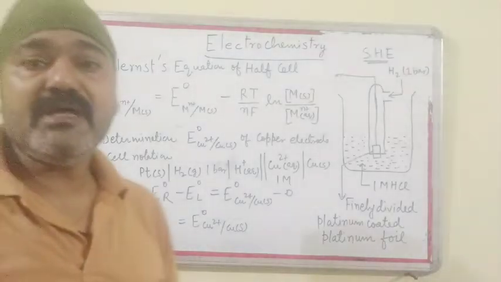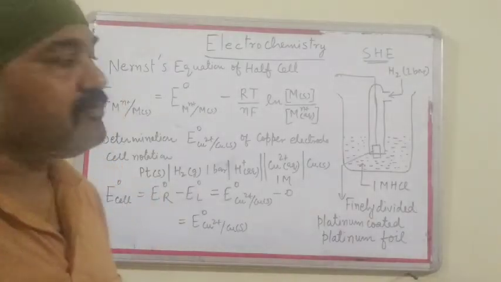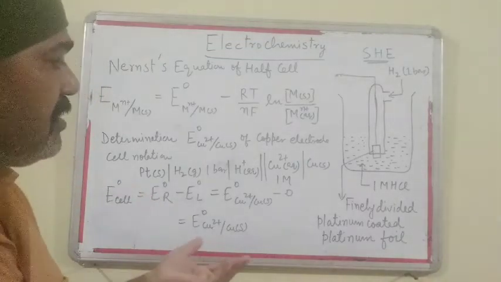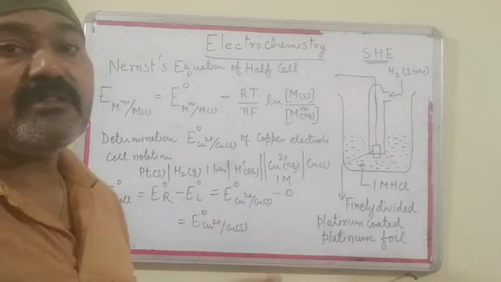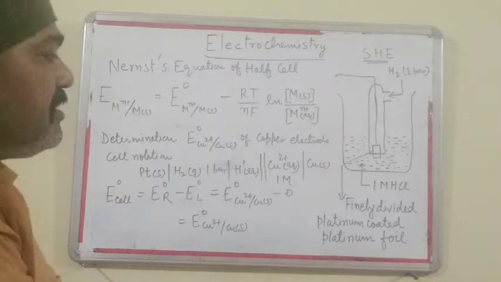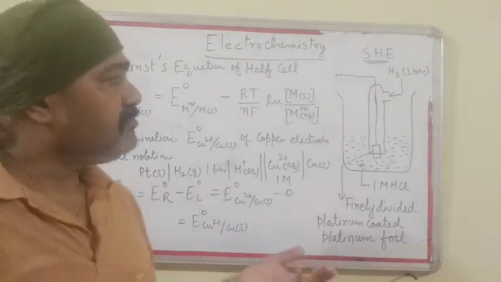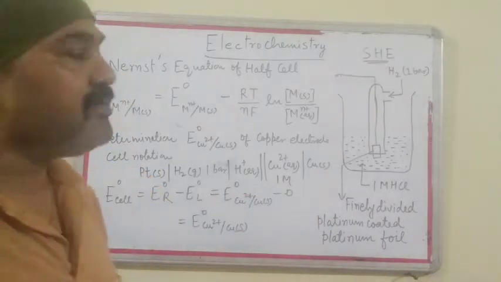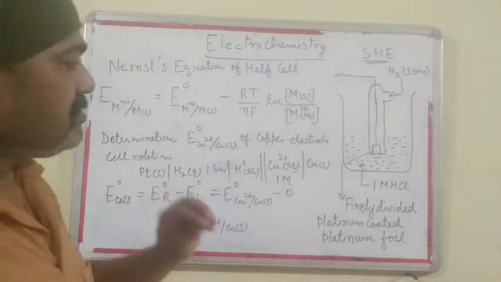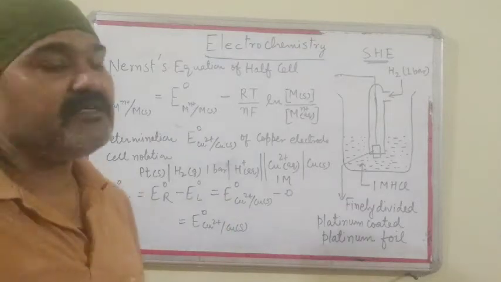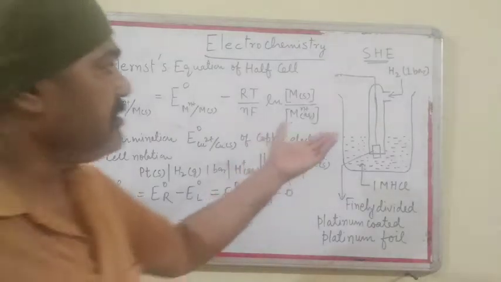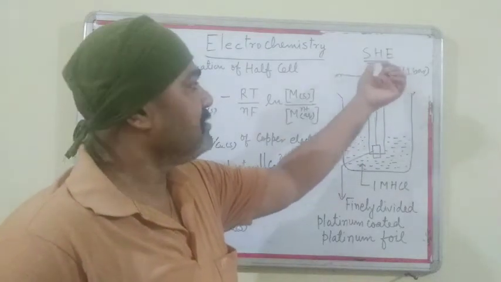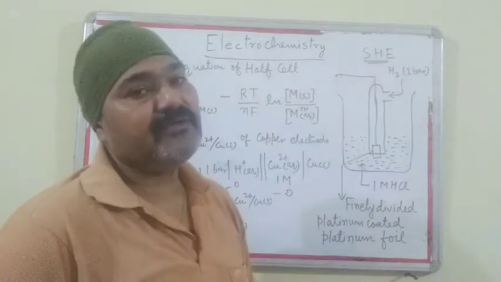we have to use some reference electrode. This means we have to find out the standard electrode potential of any half cell in reference to another half cell, a particular half cell whose standard electrode potential is known to us. So here we are going to study the SHE, that is, the standard hydrogen electrode.